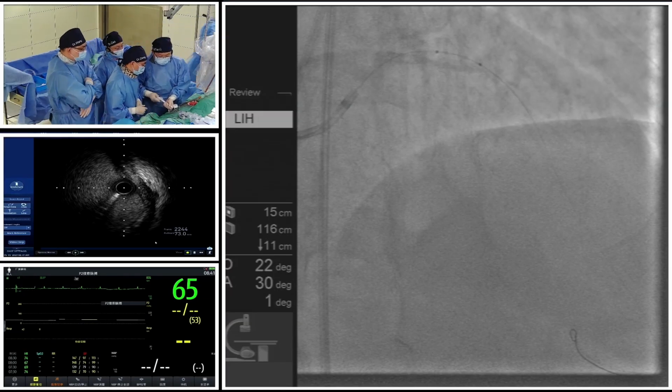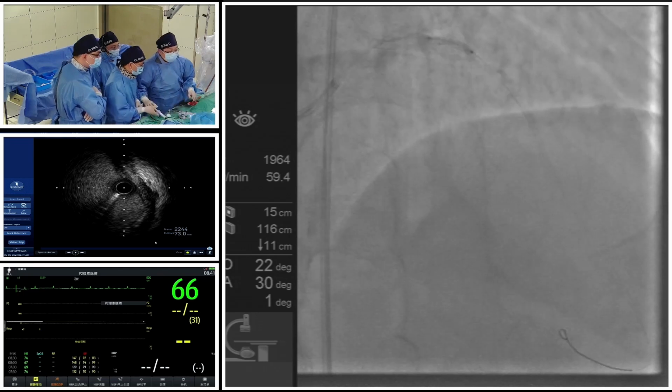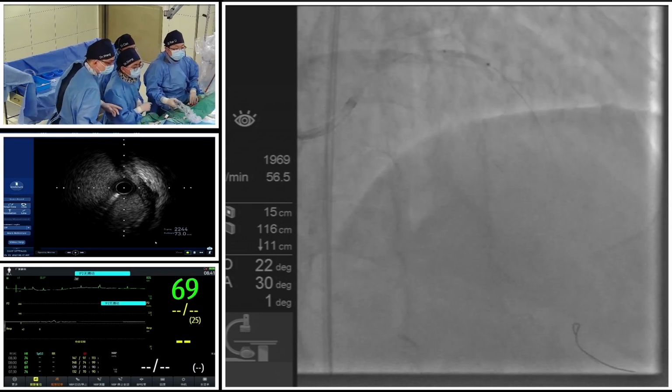And you can see the IVL balloon has been inflated to full atmosphere. I think this is a dog bone sign, although it's not typical.